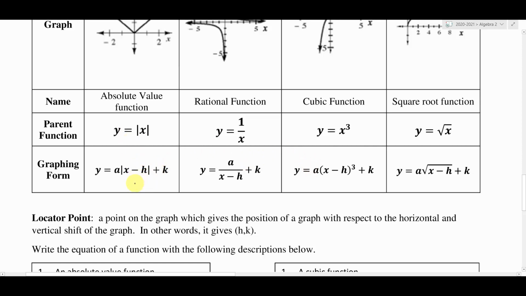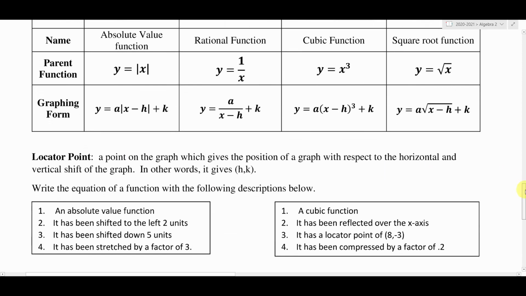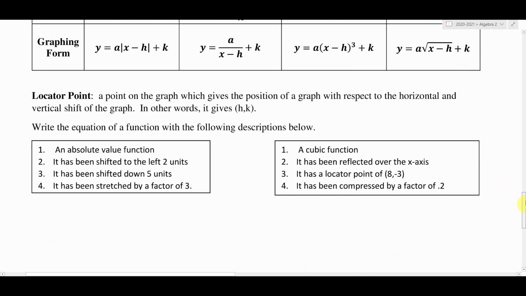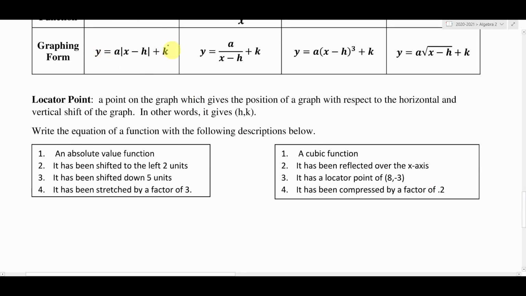And you need to make sure that you are reading your clues and looking at your graphs, recognizing the shapes, or recognizing something that might say, hey, we're dealing with an absolute value function, so my equation needs to look like this. Okay, let's take a look at a couple of examples. So going from a description to an equation, right, we are going to take a look at our first clue here. It says that we're dealing with an absolute value function. Okay, so I'm going to take a look up here. My absolute value function looks like this.